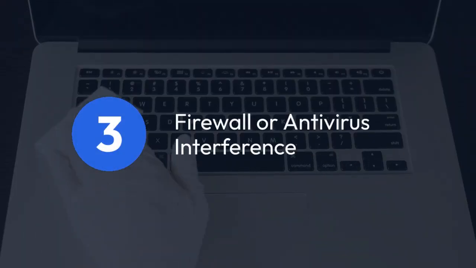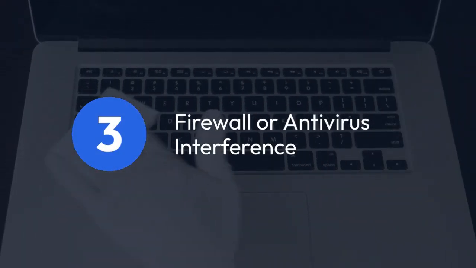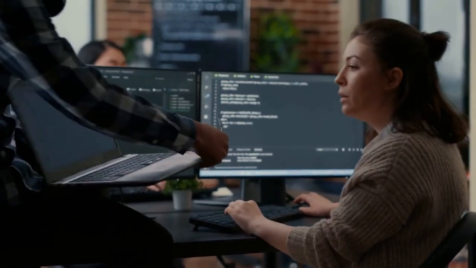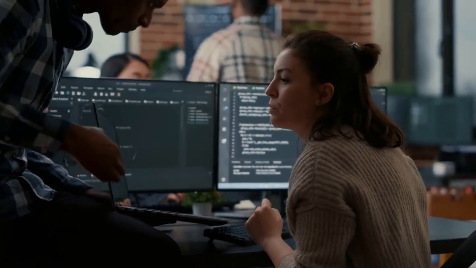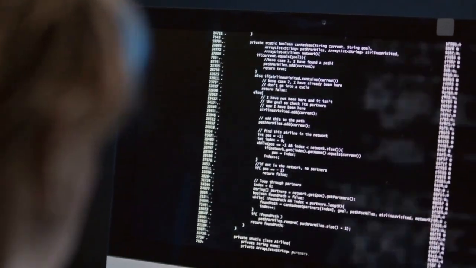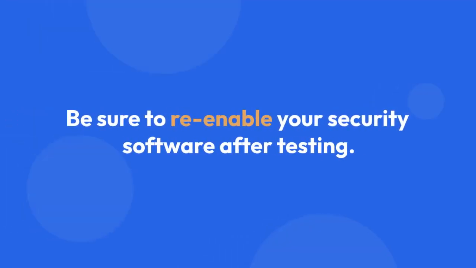3. Firewall or antivirus interference. Sometimes firewalls or antivirus software can block VS Code from communicating with the debugging process. Temporarily disable your firewall or antivirus to see if that solves the problem. If it does, you'll need to configure your security software to allow VS Code and your Python interpreter to communicate freely. Be sure to re-enable your security software after testing.